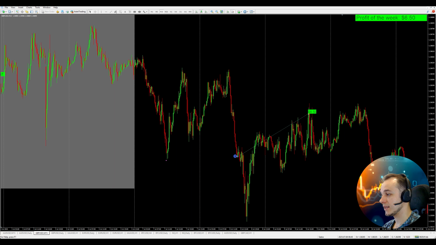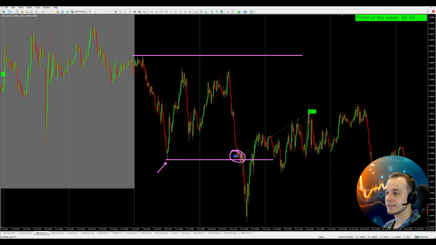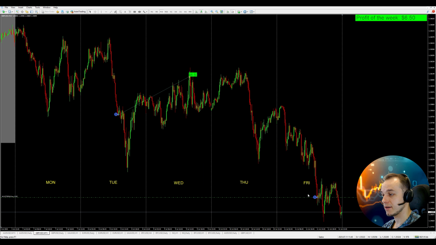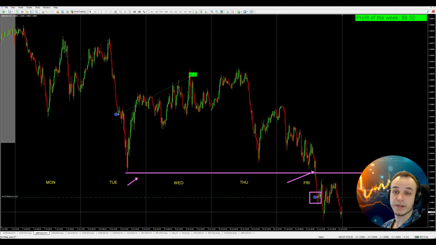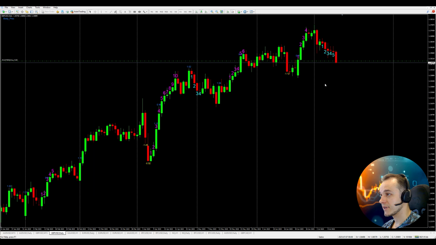So on Monday, as you can see, we got new local low and local highs, and when we approached this previous day low on Tuesday, we opened a buying trade and closed it successfully on Wednesday. And then on Friday, when we broke through the previous local lows, we opened a buying trade that we are still holding. The profit is 650 cents.